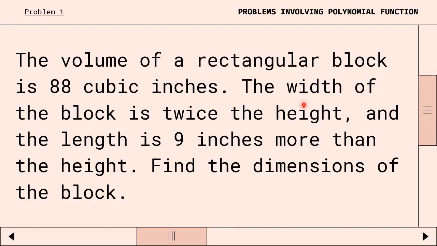Now let's have our first problem. The volume of a rectangular block is 88 cubic inches. The width of the block is twice the height, and the length is 9 inches more than the height. Find the dimensions of the block.